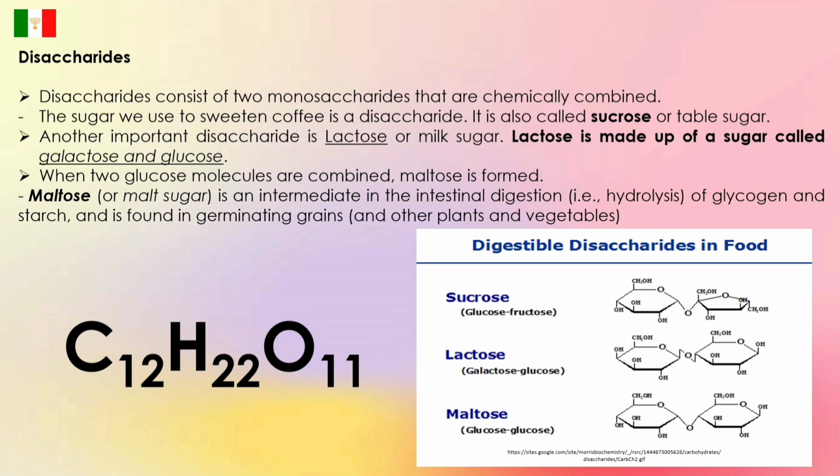Another important disaccharide is lactose, or milk sugar. Lactose is made up of a sugar called galactose and glucose. Souring of milk is due to conversion of lactose to lactic acid. When two glucose molecules are combined, maltose is formed. Maltose, or malt sugar, is an intermediate in the intestinal digestion of glycogen and starch and is found in germinating grains.